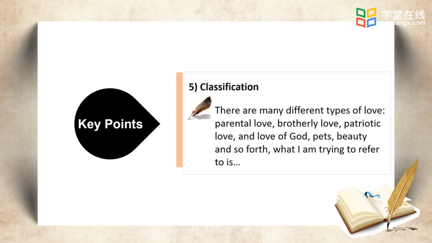Next method is classification. Sometimes it is easier for us to define a term by classifying or dividing it into different subtypes. For example, in defining the word love, we can classify love into many different types: parental love, brotherly love, patriotic love, and love of God, pets, beauty, and so forth.